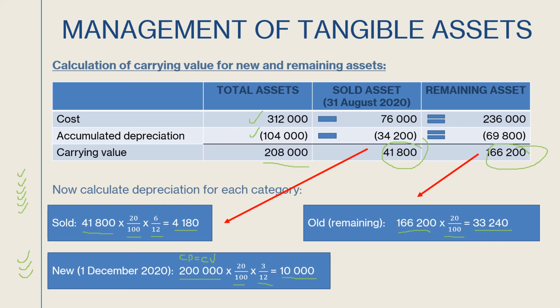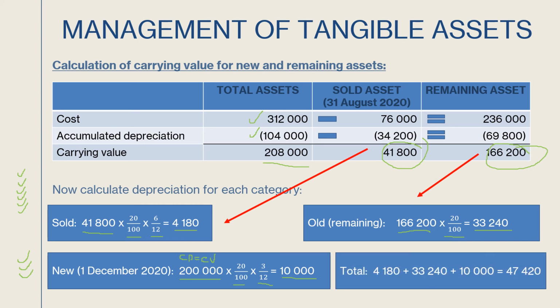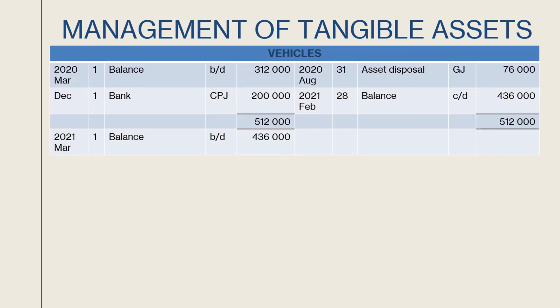And now the easiest thing in the world, to calculate the depreciation for the whole year, we're going to put all of this together: the sold vehicle, the old one, and the new one. The sold vehicle, that was the depreciation for this year. The remaining, the old stuff, that was the depreciation. And then the new one, that was the depreciation, which means the total depreciation for the year is 47,420.